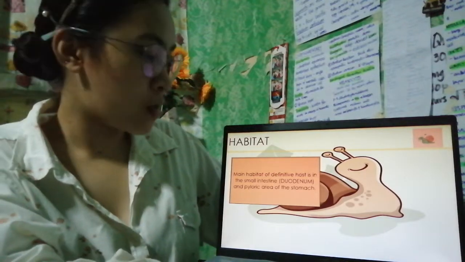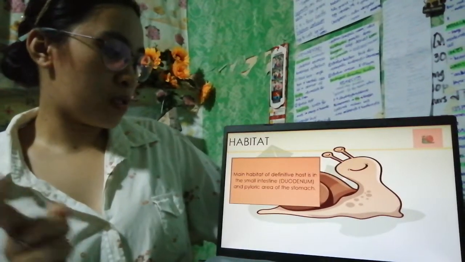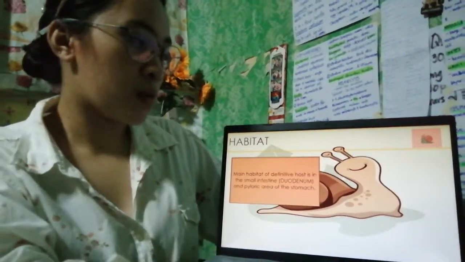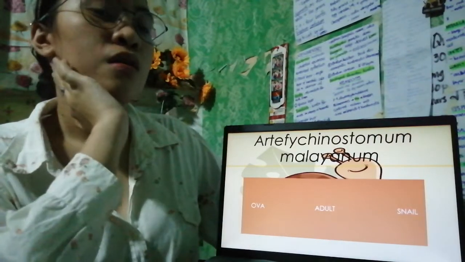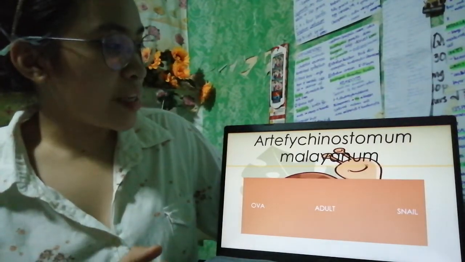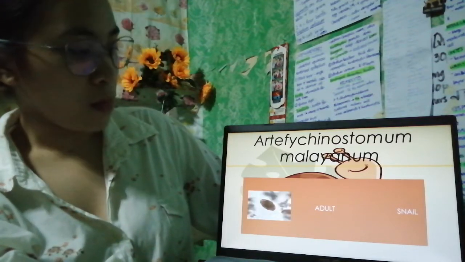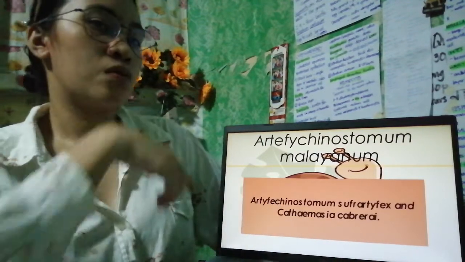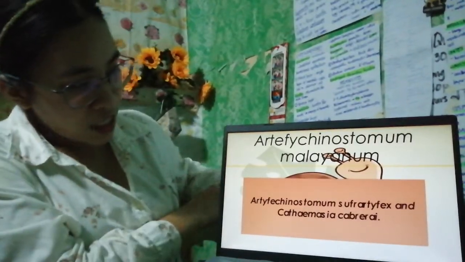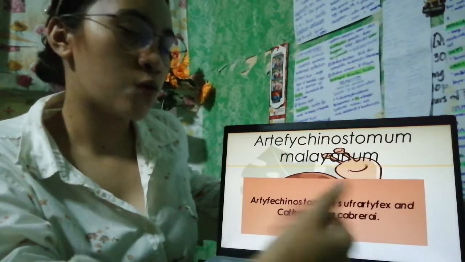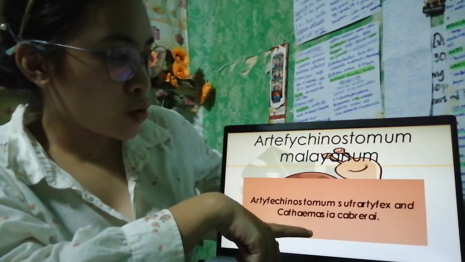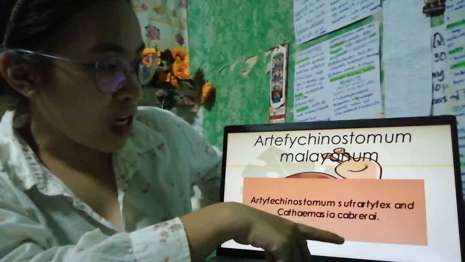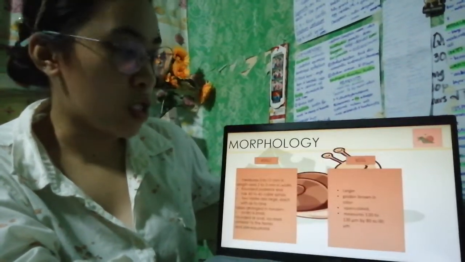The main habitat of the definitive host is in the small intestine, duodenum, and pyloric area of the stomach. For Artyfechinostomum malayanum, we have ova, adult, and the snail intermediate host. This parasite was formerly known as Artyfechinostomum sufrartyfex and Cathaemasia cabrerae. Those are its synonyms.